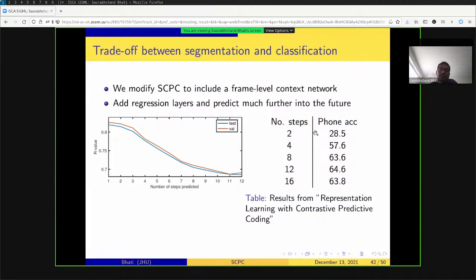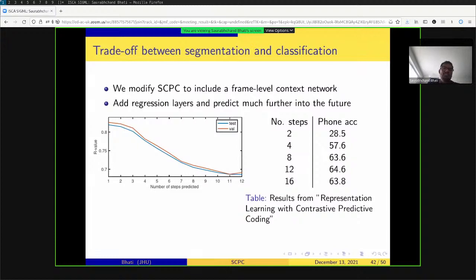Versus if you look at the right table, which is based on the data from the original CPC paper, they showed that if you predict much, much farther into the future, the representation learning will be better. And if you predict 12 steps into the future, the representation learning will capture the phone information the most. So now there's a trade-off. If you predict farther into the future, the representations will capture the phone class information really, really well, but they will ignore the fine boundaries that exist between some classes and do poorly at phone segmentation.